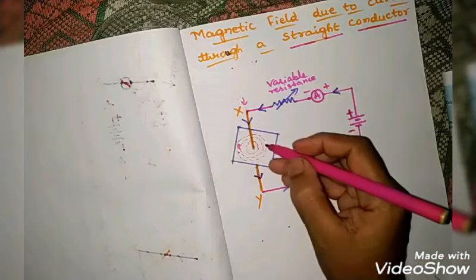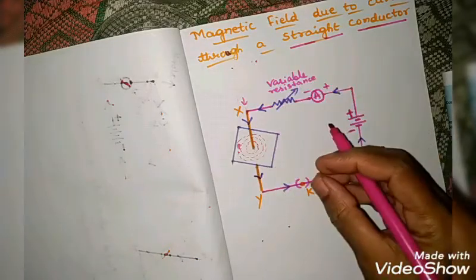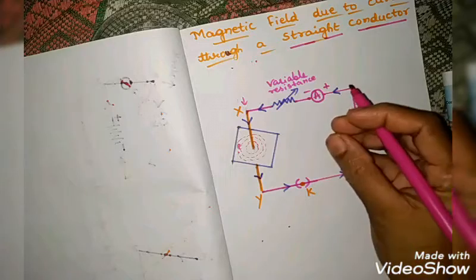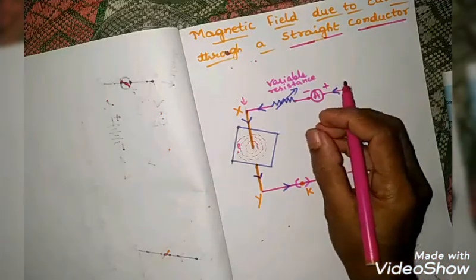Isn't it? Downwards. And what is the pattern of the iron filings there? That is the pattern of the magnetic field. The alignment of iron filings gives the pattern of the magnetic field.